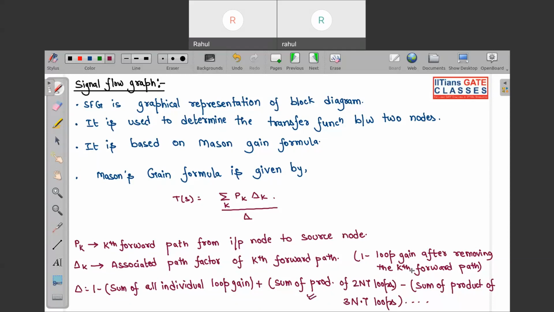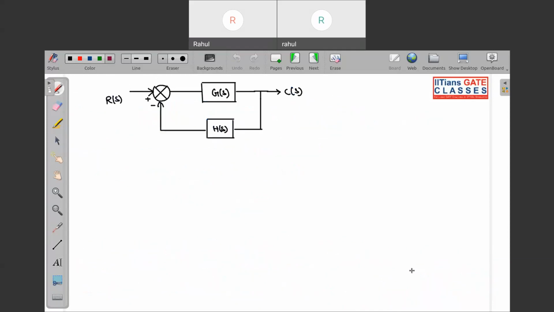Now let us see how to actually derive your signal flow graph from your block diagram. The first stage is to mark all the node positions. Remember, your input is one of the nodes. Your comparators, all the comparators present, will be taken as nodes.